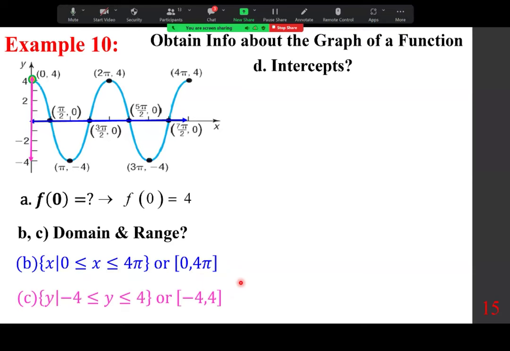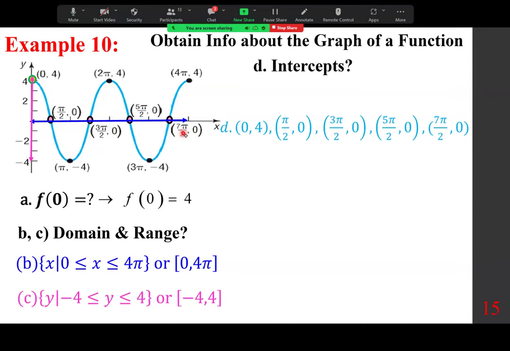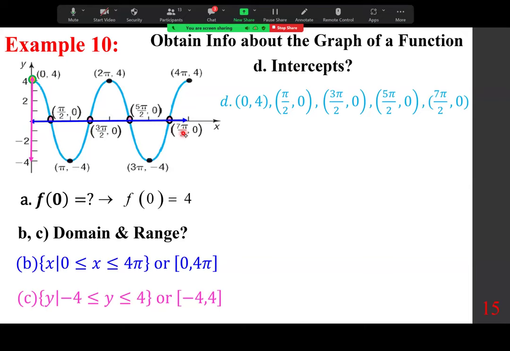Intercepts. Well, the y-intercept is at 0, 4. And then the x-intercepts are these 4. Let's just plug in those 4. First, the y-intercept is 0, 4. Now the x-intercepts are pi over 2, 3 pi over 2, 5 pi over 2, 7 pi over 2, with y equal to 0. This is trigonometry. This is a cosine function, by the way, the graph of cosine from 0 to 4 pi.